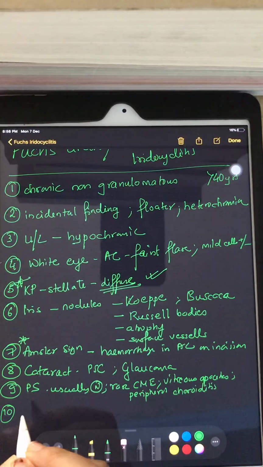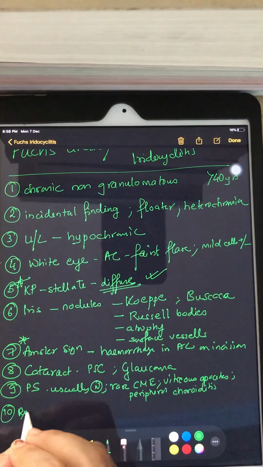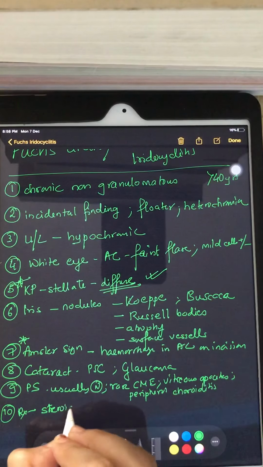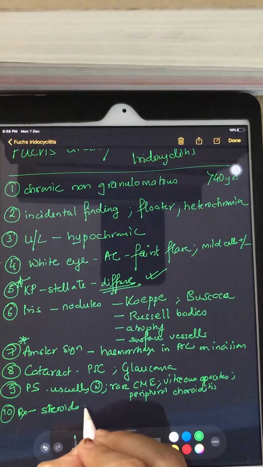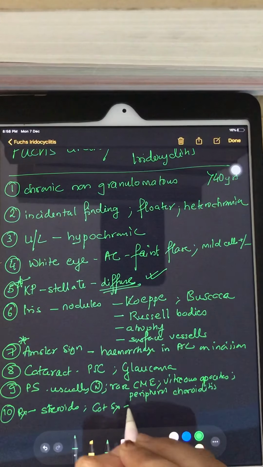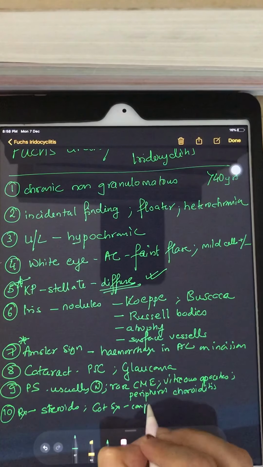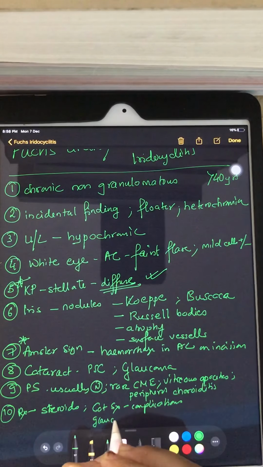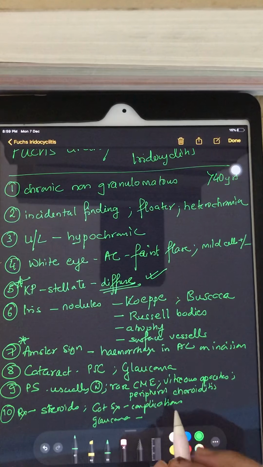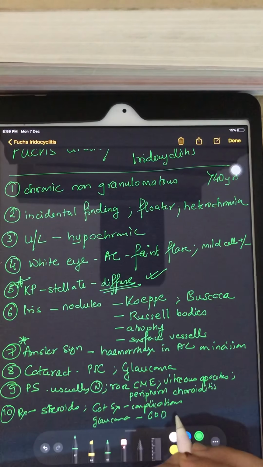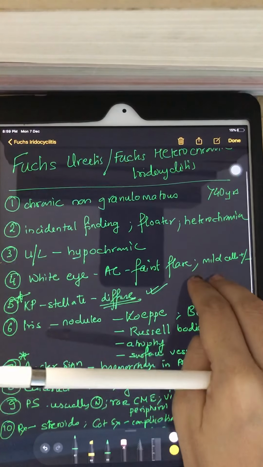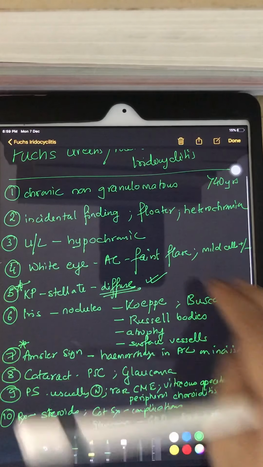So 10th, we need to know how to treat it. Treatment involves, if there is exacerbation, we use steroids. Short-term courses of steroids can be used. Other than that, we have to keep in mind that cataract surgery can be associated with complications. Glaucoma needs to be managed because in the long term the disease does develop glaucoma. Usually it needs a glaucoma drainage device or a trab with mitomycin C. So this makes our 10 points for Fuchs.